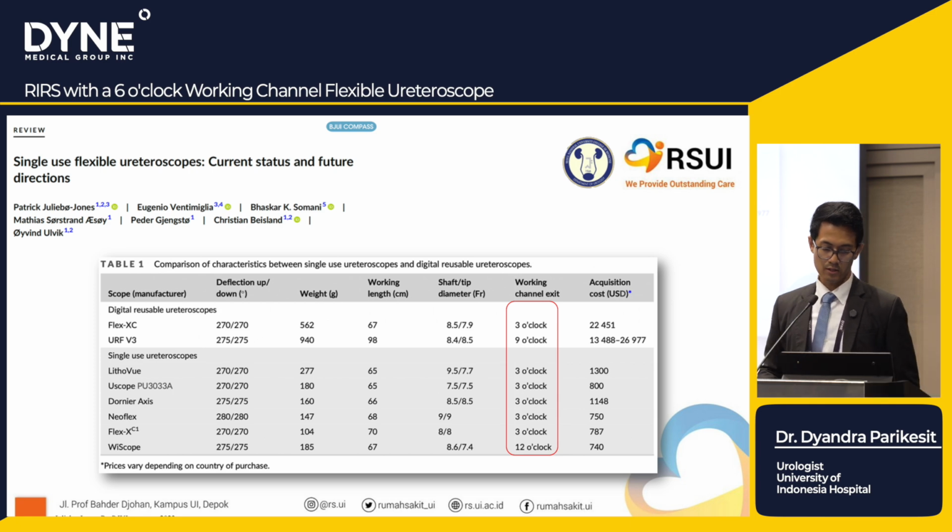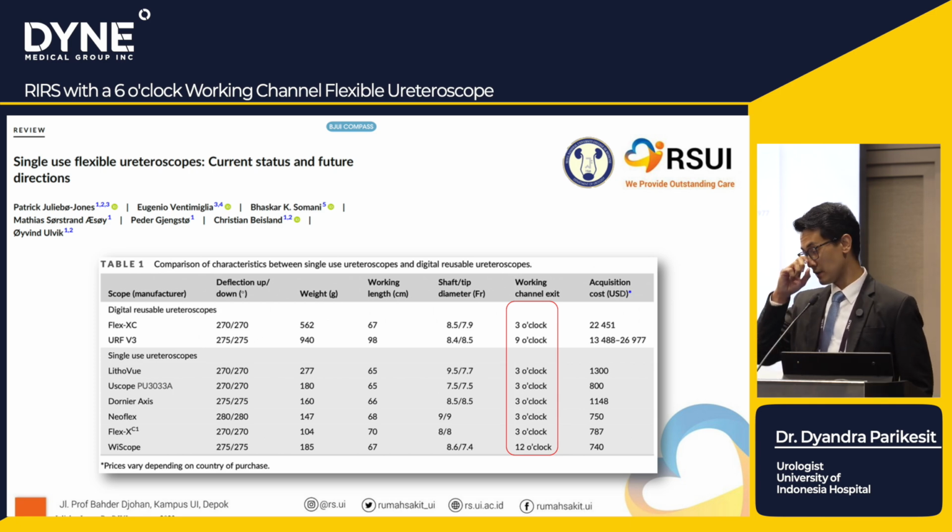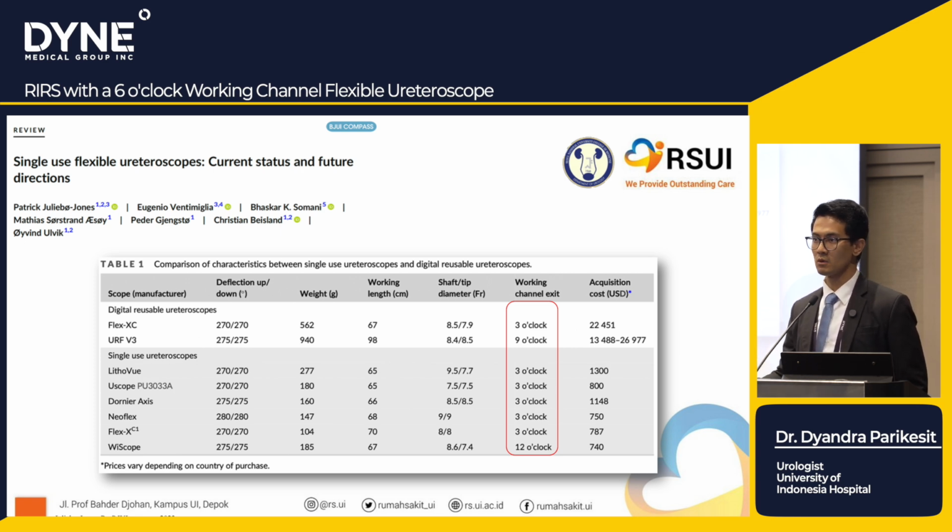As we all know, we have a lot of different scopes available, but mostly, as I bet most of us here have experienced, it's either on the left or on the right. It's either 9 o'clock or 3 o'clock. There's a wide variety of weight and deflection capability, but all of these scopes have their limitations in that you have to use certain scopes for certain locations of stone, etc.